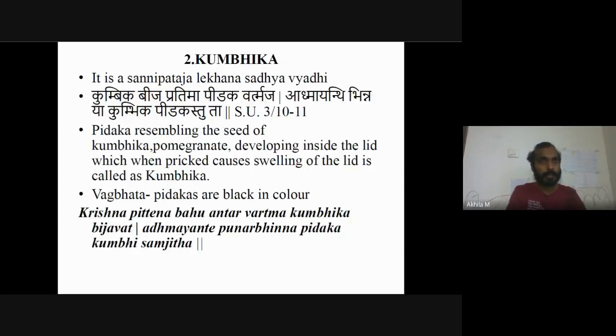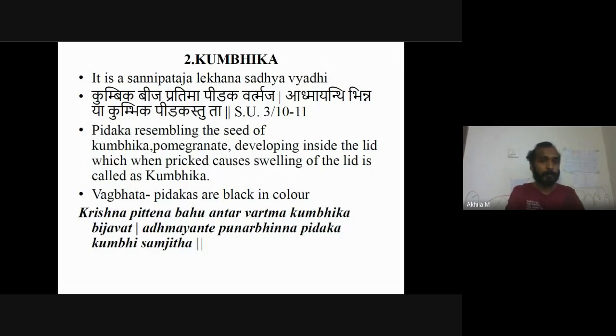Then we come to the next disease, Kumbhika. When we hear about a disease, if you have already studied the slokas, it will be easy to understand or write the signs and symptoms. Even if you have not studied the slokas, you can understand some features of the disease from the name itself. Kumbhika is a Vartmagata Roga, a Lekhana Sadhya Vyadhi, described by Sushruta and Vagbhata also. So from the name itself, we can understand some features.